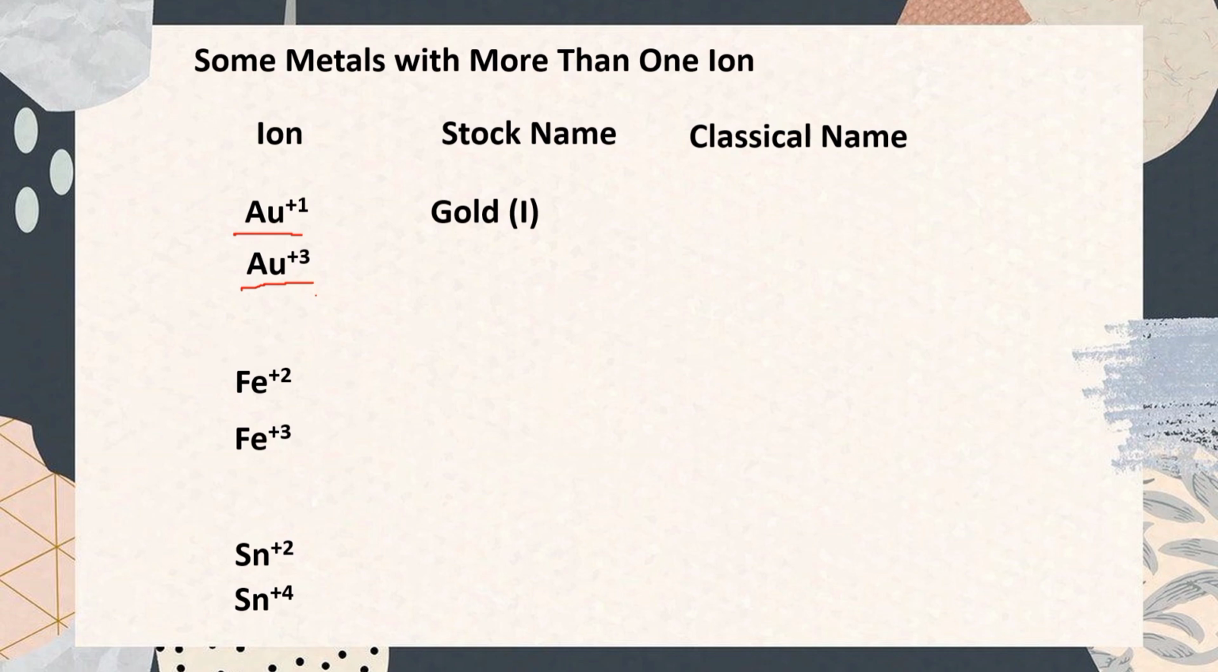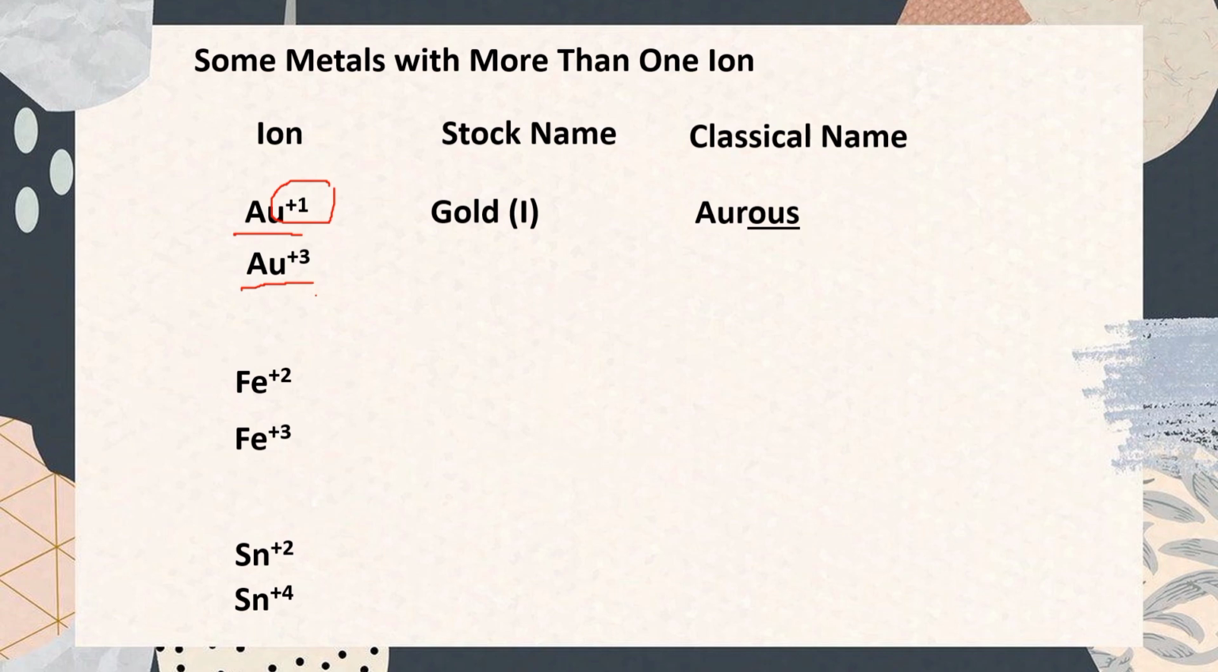How about its classical name? As you can see, the first ion of gold bears the lower charge, which is positive 1. Therefore, suffix OUS must be added to the first few syllables of the Latin name of gold. And the Latin name of gold is aurum. Therefore, the classical name of gold positive 1 would be aurous.